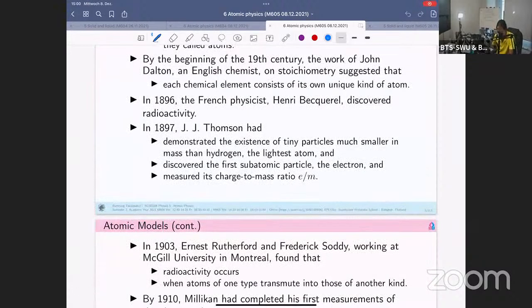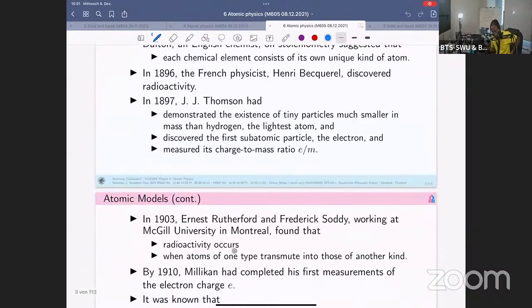In 1903, another person whose name is Ernest Rutherford and his colleague Frederick Soddy both worked at McGill University in Montreal. This university is a very, very good one. If you have a chance, you may go to this university to study. And they found that radioactivity occurs when atoms of one type transmute into those of another kind.